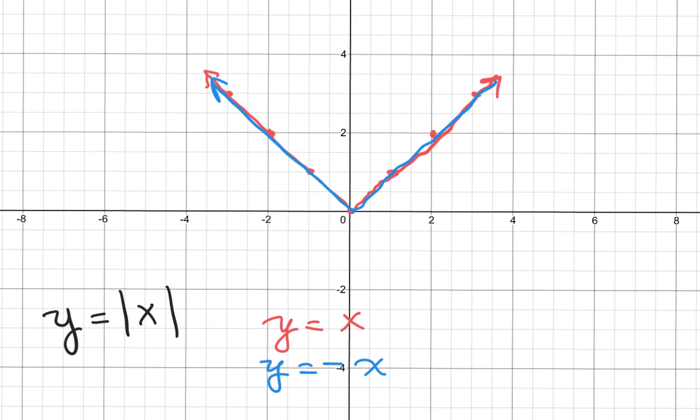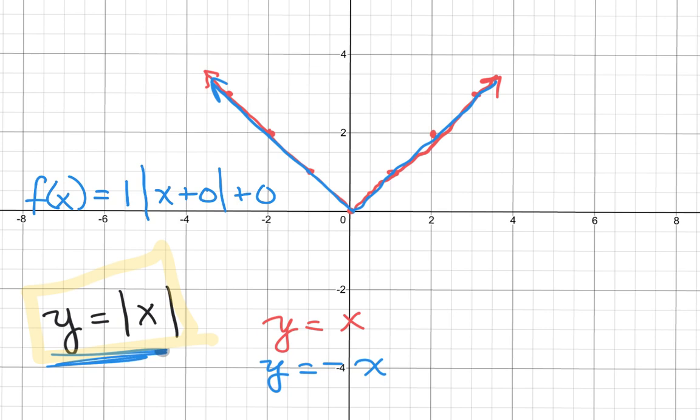This basic absolute value function is called the parent function. It's the most simple absolute value function that we have. We do this with all kinds of functions. It's like we had a 1 in front times the absolute value of x plus nothing plus nothing. So there's nothing going on here. We're multiplying by 1, we're adding 0, we're adding 0.